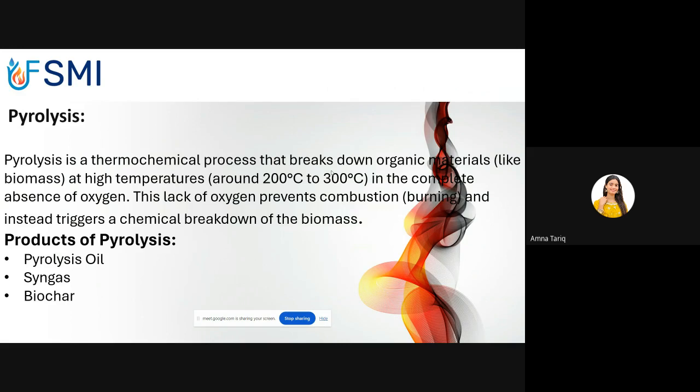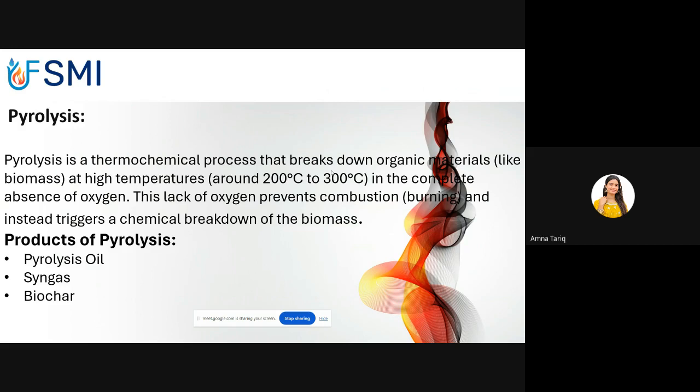Okay, so the next type is pyrolysis. Pyrolysis is a thermochemical process that breaks down organic material at high temperature, around 200 Celsius to 300 Celsius, in the complete absence of oxygen. This lack of oxygen prevents combustion, or burning, and instead triggers a chemical breakdown of the biomass.